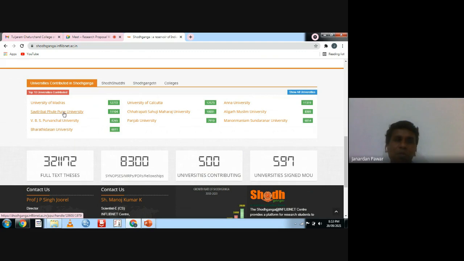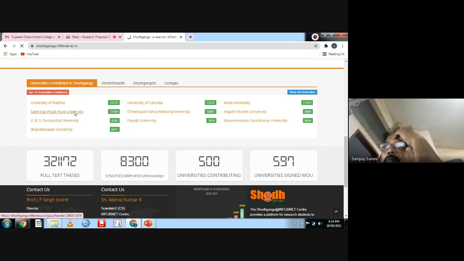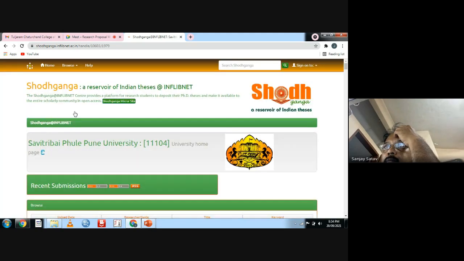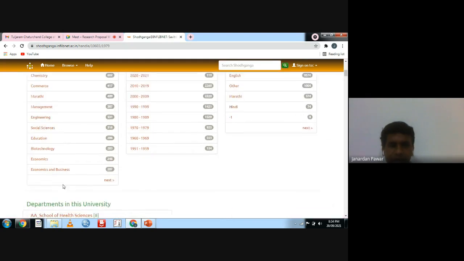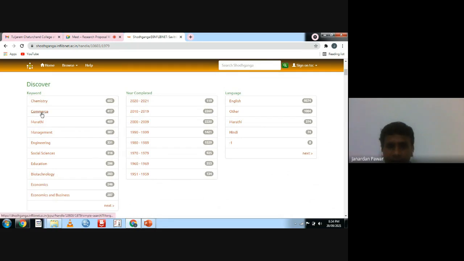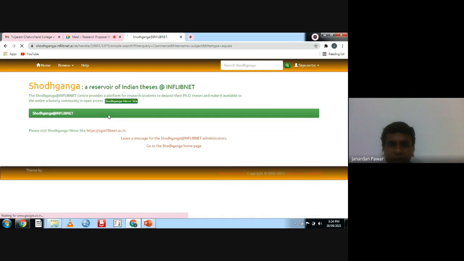When it comes to Savitribai Phule University, Pune, 11,104 theses Savitribai Phule University has uploaded on this Shodhganga. If you want to find out whether your topic is original or not, just go to University of Pune, for example. Then go to commerce, for example, whatever your domain is. Your domain is given here: commerce, management, social sciences, education, economics. See, domain-wise they have uploaded. For example, in commerce, 417 theses they have uploaded.